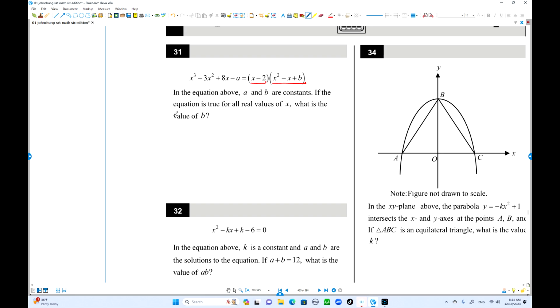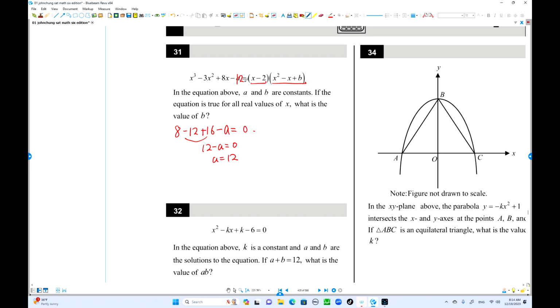Put in x is 2, both sides. That is 8 minus 12 plus 16 and minus a equals 0, right? The remainder is 0. So the total is how much? This is 24 minus 12, what is that? 12, right? 12 minus a equals 0. The value of a equals 12. Okay, this is 12.